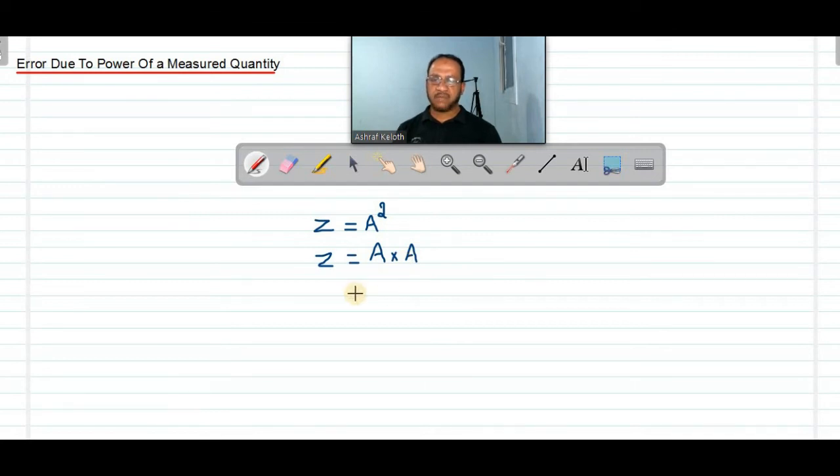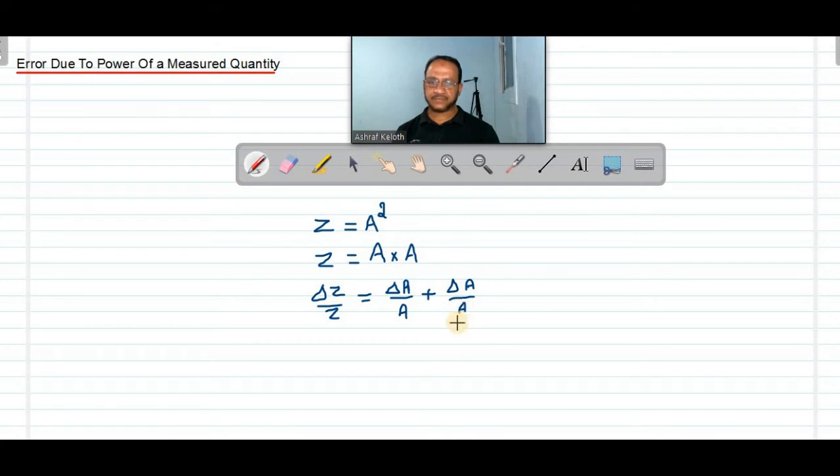If two quantities are multiplied, just now we have proved that fractional errors will be added up. Delta Z by Z, can you tell the equation? Delta Z by Z is equal to what? Delta A by A plus delta A by A. Two quantities are multiplied here. When two quantities are multiplied, fractional errors are added up.